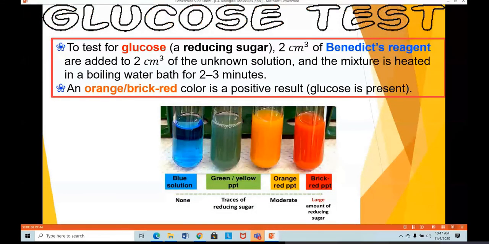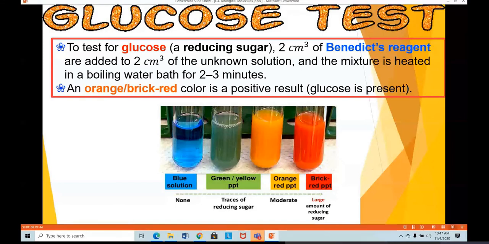This is the glucose test. Who's going to talk about it? To test for glucose, a reducing sugar, 2 cubic centimeters of Benedict's reagent are added to 2 cubic centimeters of the unknown solution, and the mixture is heated in a boiling water bath for 2 to 3 minutes. An orange brick red color is a positive result. Glucose is present. Very good.